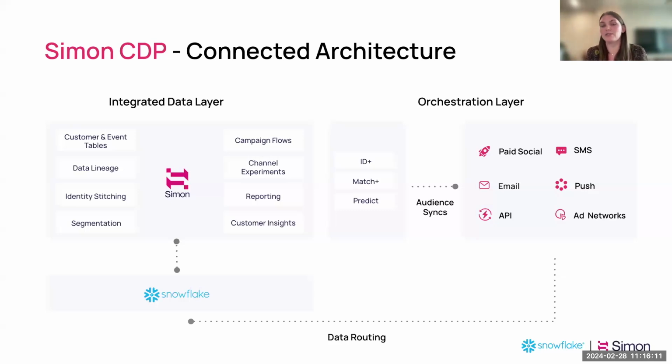Simon Snowflake connected CDP also allows customers to leverage the core capabilities of a CDP, such as identity stitching, reporting, and other additional Simon SKUs as well, such as ID Plus, Match Plus, and predictive models. So lastly, all of your campaign data from those channels will get funneled back into your Snowflake data cloud for further analysis.